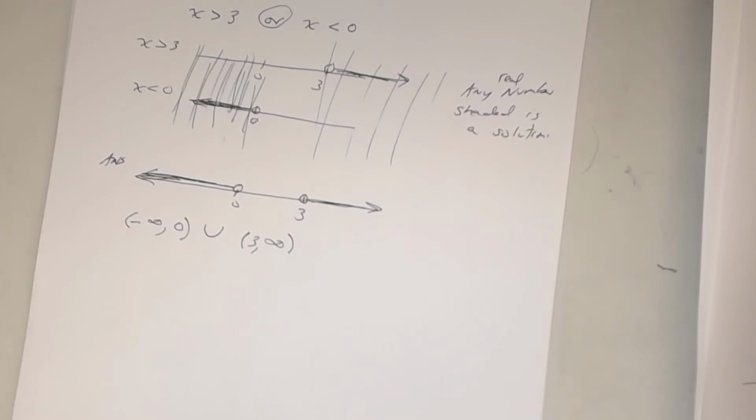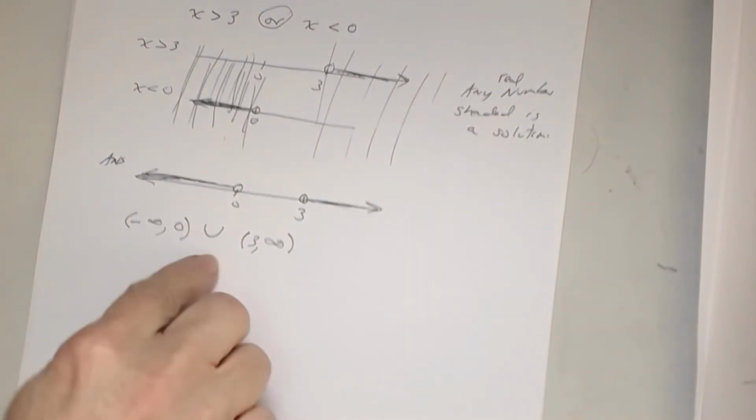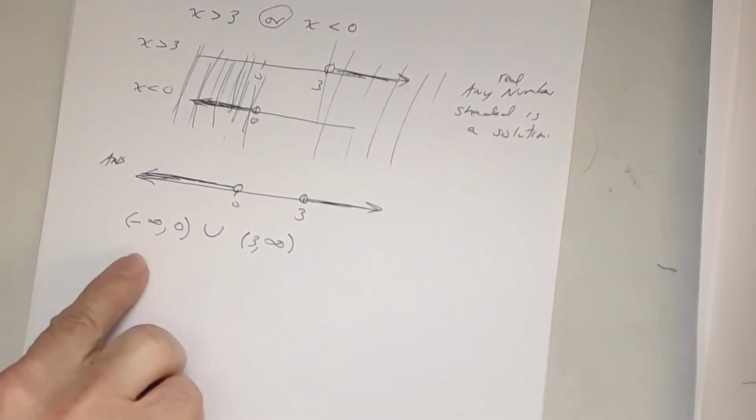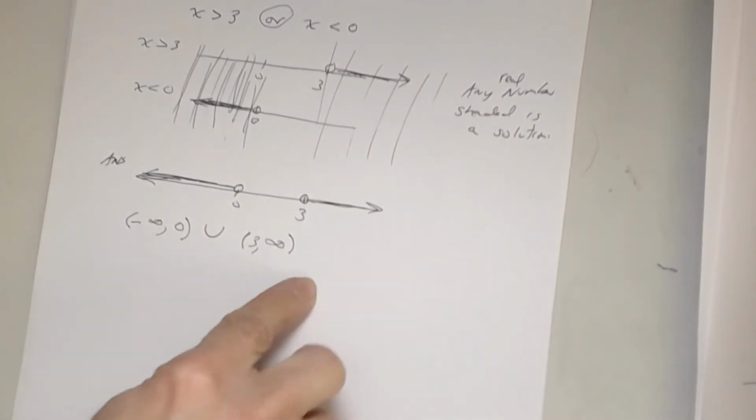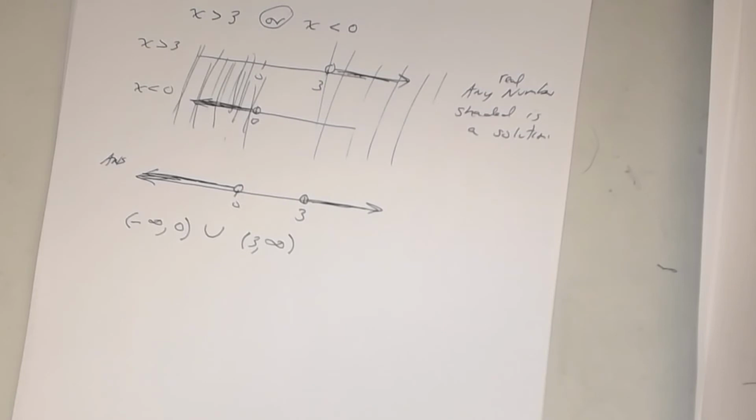Now, in my math lab, because the symbol for union is usually difficult to draw, I think they'll say just separate the solutions with a comma. So say separate with a comma, so you just separate it. You just put negative infinity to 0, comma, and then 3 to infinity. All right, so that's union.